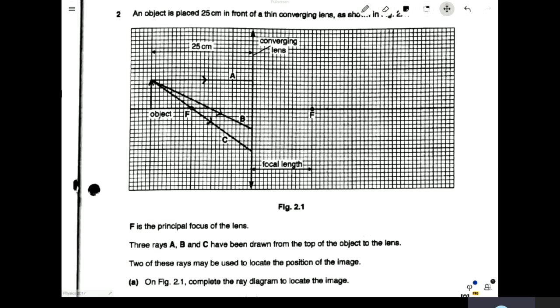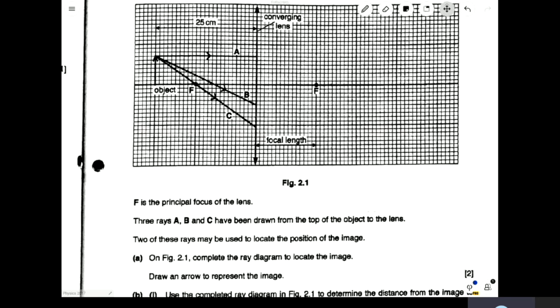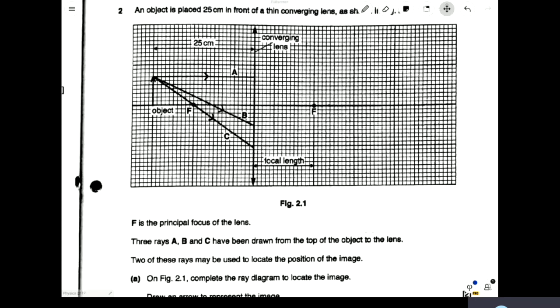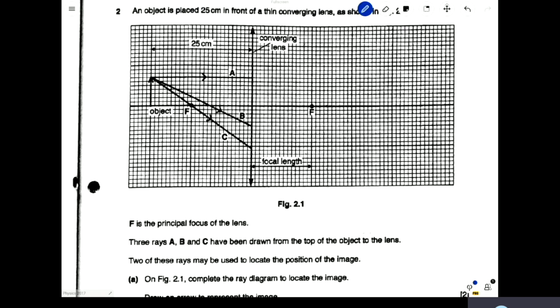Oh no. F is a focus. 3 rays A, B, C are drawn. What are you supposed to do? Complete the rays to locate the image. Draw an arrow to represent the image. Okay, pink color. Okay, so the object is here. We got this one come here. Now because we have the F. Okay, let's highlight the things that's going to help us, right? See the F here? Right, you see the object here? You see this line? Yeah.